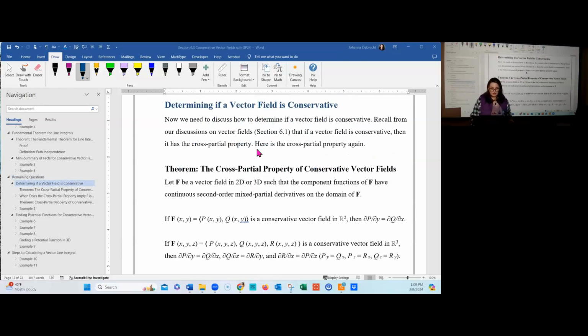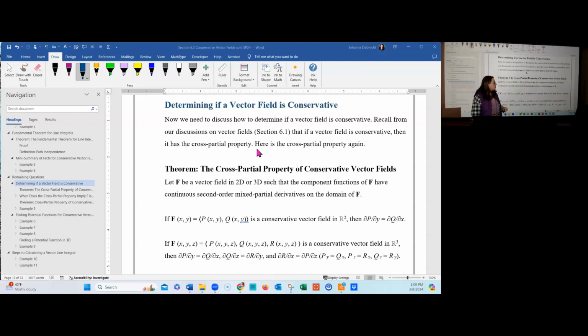To determine if a vector field is conservative, recall from the previous section that if it is conservative, it does have the cross-partial property. Now, that doesn't prove it's conservative, but if it doesn't have the property, then it's not conservative. Our question is going to become, are there conditions under which we can use the cross-partial property to prove that the vector field is in fact conservative? And the answer to that question is yes.